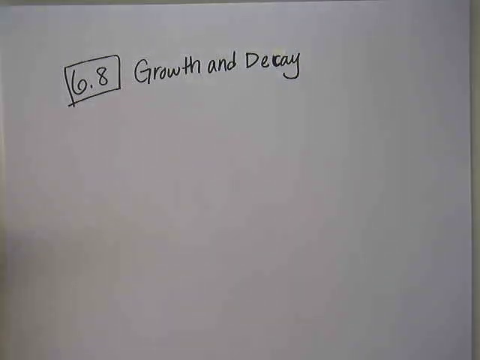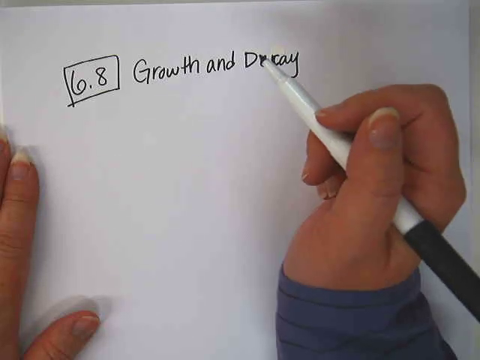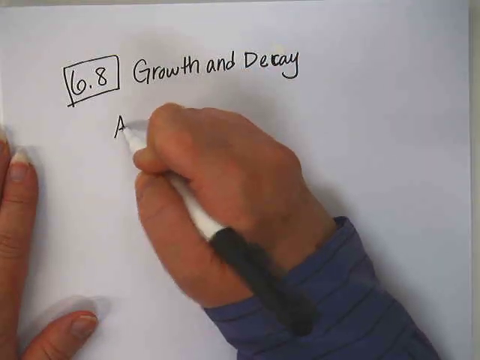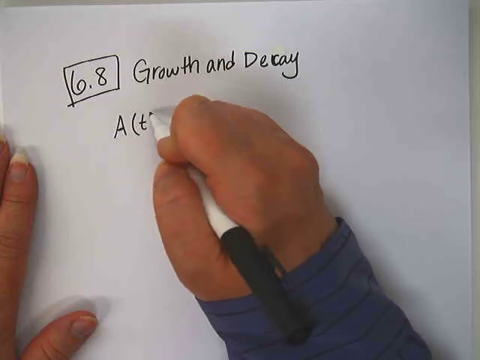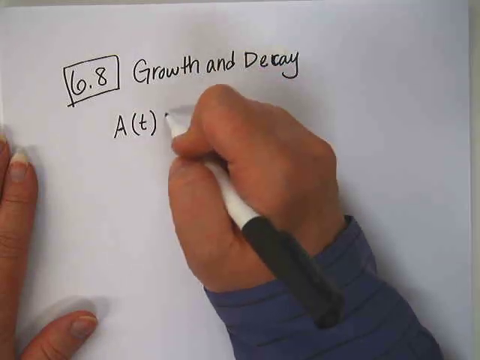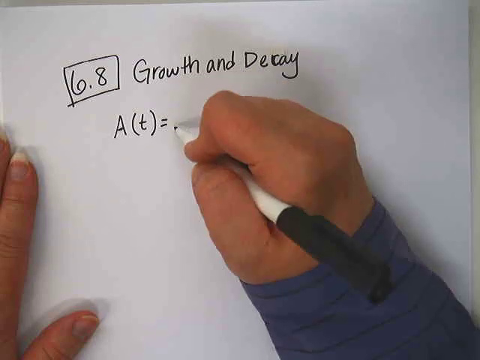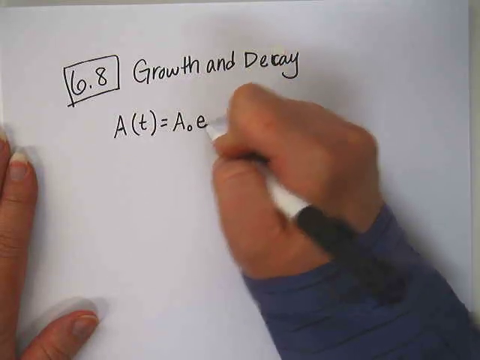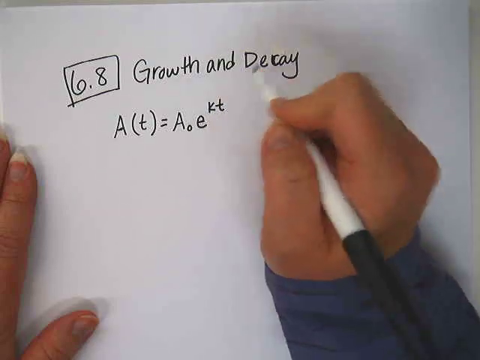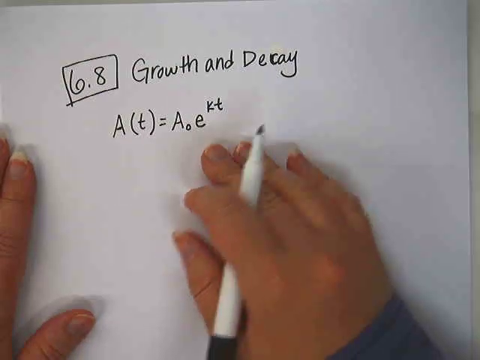Section of Chapter 6, Growth and Decay. This is where we use what we've been learning about exponentials and logarithms for some real-life situations involving exponential growth or decay, such as population growth or depreciation of a vehicle or something that we buy, or radioactive decay, or something like that. Okay, so here's the formula that we use for everything.